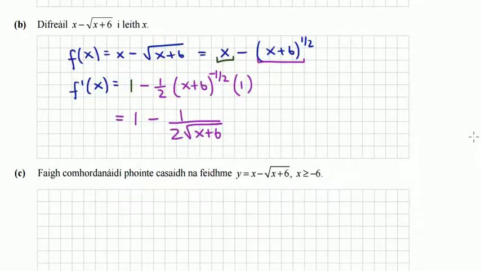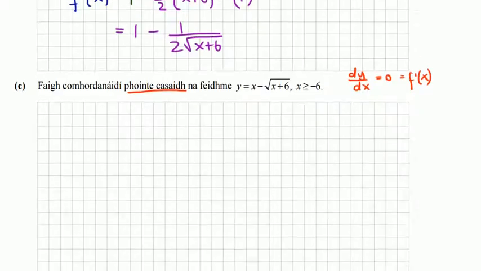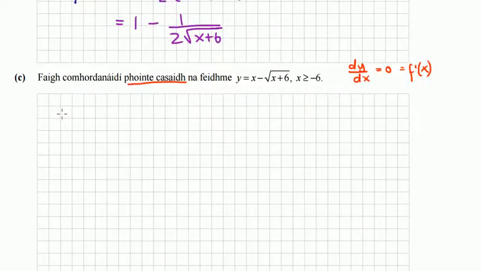So part C, it wants us to find the coordinates of the turning point for the function. We know that we find these coordinates when dy dx is equal to 0 or when f dash of x is equal to 0. So we're going to let what we differentiated be equal to 0 and solve for x. Then when we find x, we have to remember to go back and find y. So we have 1 minus 1 over 2 times the square root of x plus 6.